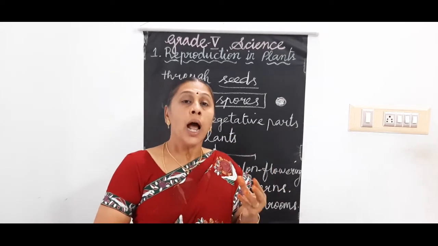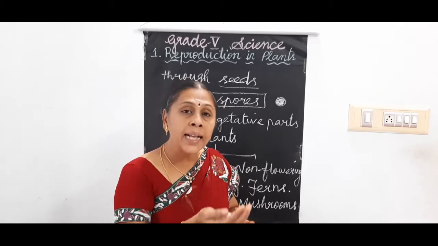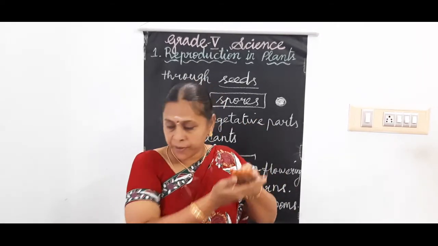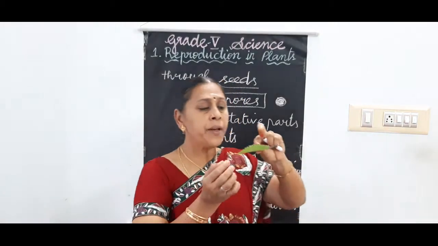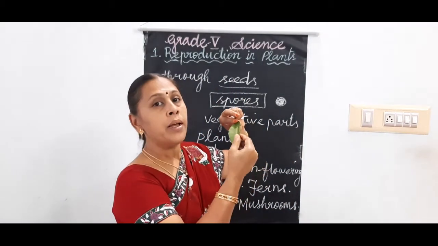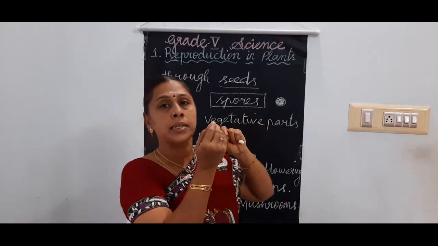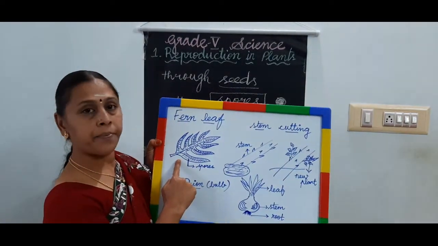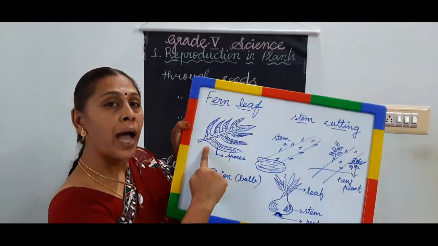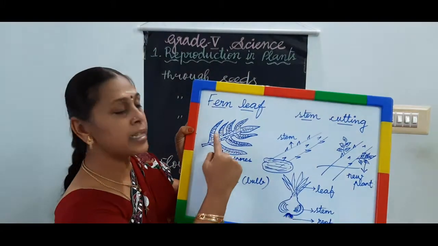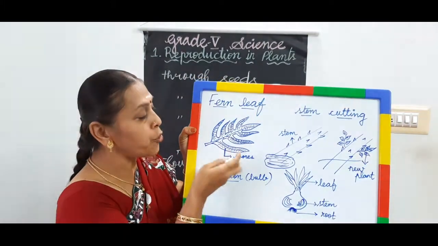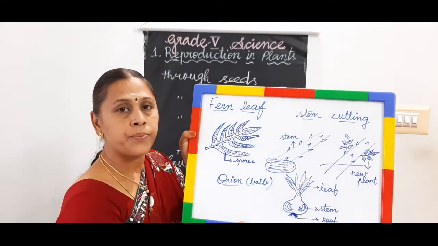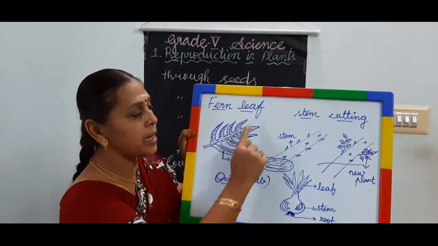A round structure, and where will it be present? It will be attached on the underside of the leaf. For example, if this is a leaf, this is the top surface of the leaf, and the spores will be present on the under surface. I will show you the diagram. This is the fern leaf. Are you able to see this? This is the back side of the leaf, and you can see the small dots here. These dots are the spores. Understand?